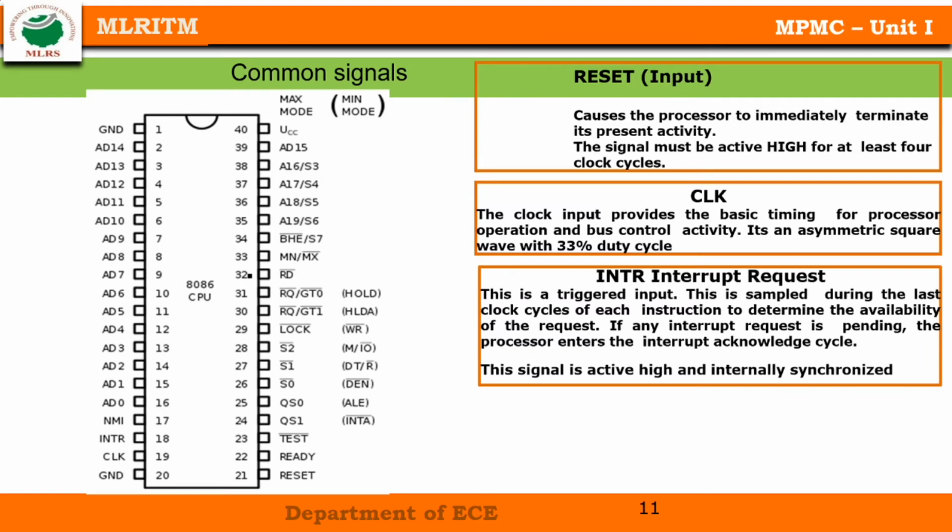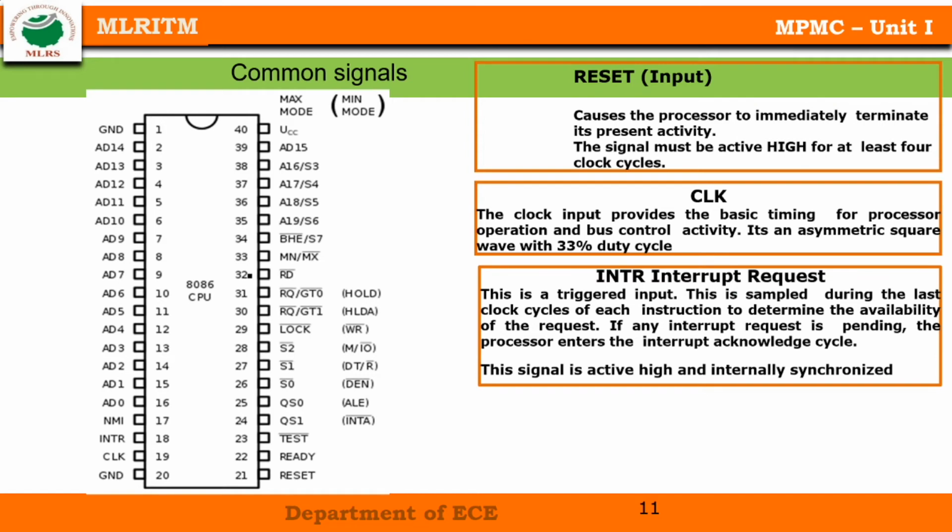Next is clock. Pin number 19 is clock. The clock input provides the basic timing for the processor's operation and bus control activity. It is an asymmetric square wave with 33% duty cycle.